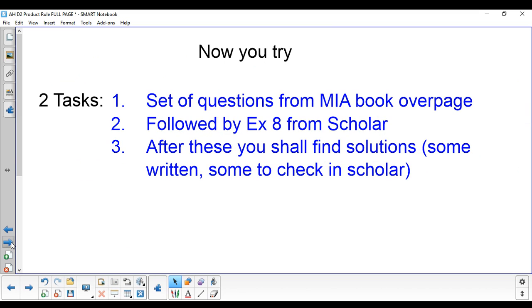Right, what have you got to do? So now you're going to try two tasks for me. I've managed to have some questions from a Maths in Action textbook. I don't have one with me, so this is from past smart notebooks that I have, and then following on by some questions from exercise 8 in Scholar. Both sets of questions are on here and they're in the PDF, so you can just use the PDF to look at the questions, and after that you can check your answers.